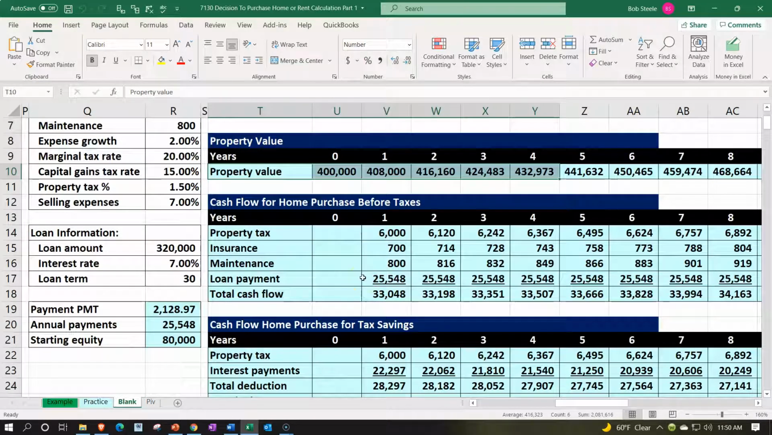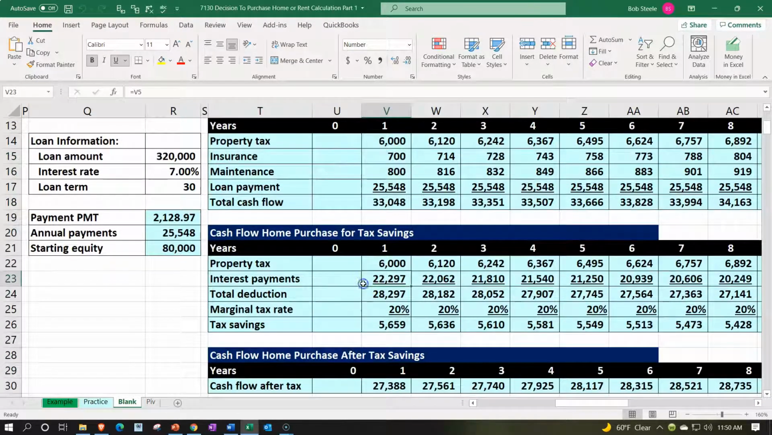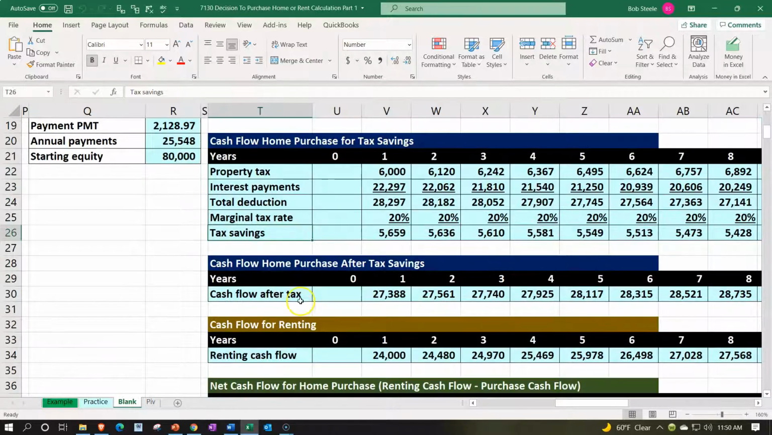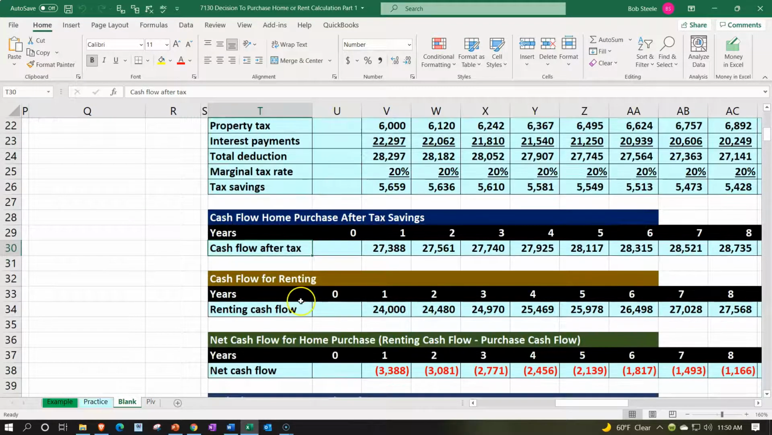Cash flow from home purchase before taxes. So now we're looking at the cash flow in the event that we purchased a home, not taking into consideration the initial down payment or the sale, those considered later. Then we'll take into consideration the tax impact. Then we have the cash flow after taxes. All this should update automatically as we make adjustments to our data on the left-hand side. Then we have the cash flows from the renting information, which also could be adjusted if we adjust the inflation rate.